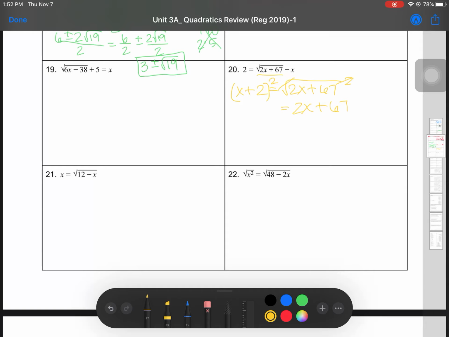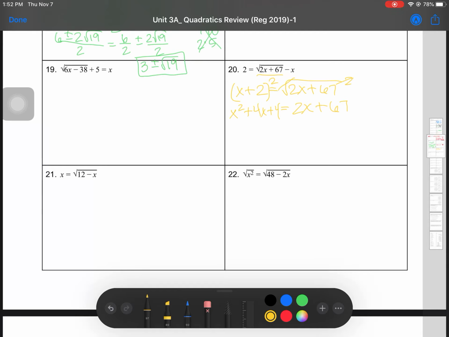What's very important, make sure you write this binomial twice and FOIL it. When you square it, you should get x squared plus 4x plus 4. Okay, from here you'll set it equal to 0 and do it exactly like the problems we just solved, so I'm not going to finish all the way through.